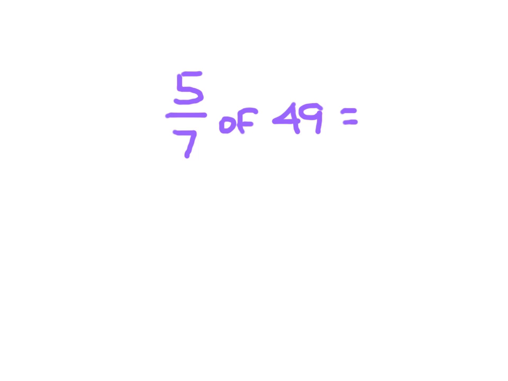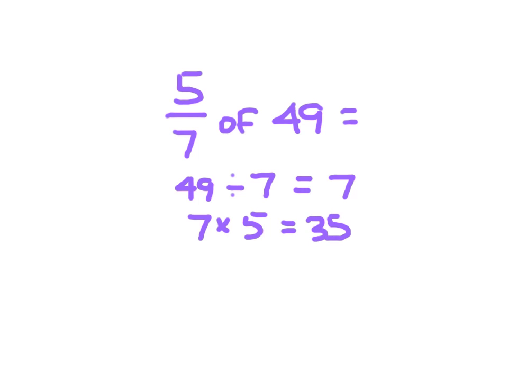5/7 of 49. Is it the numerator or denominator that tells us how many parts we're dividing into? It is the denominator. 49 divided by 7 equaling 7. And then we're going to end up looking at 5 of those 7s. That's why we go 7 times 5 equaling 35.